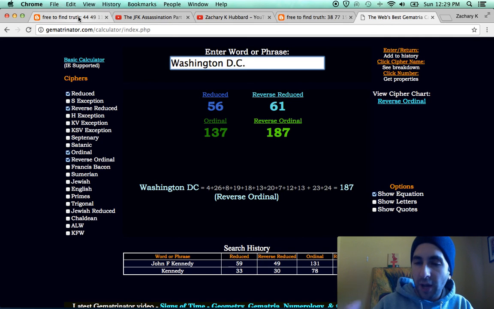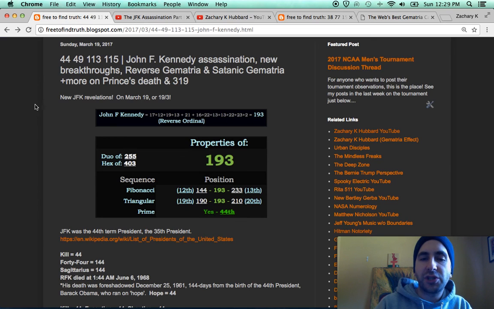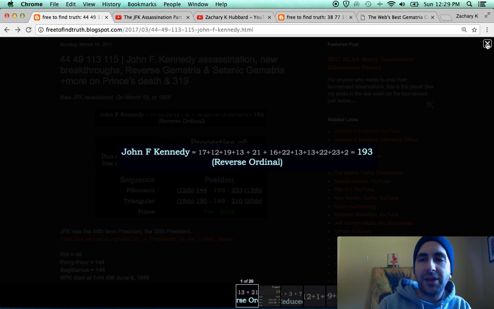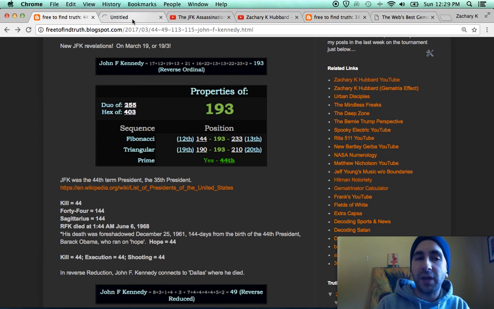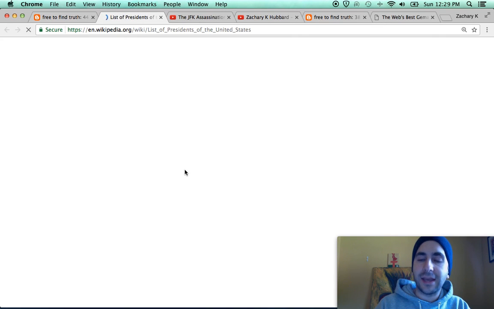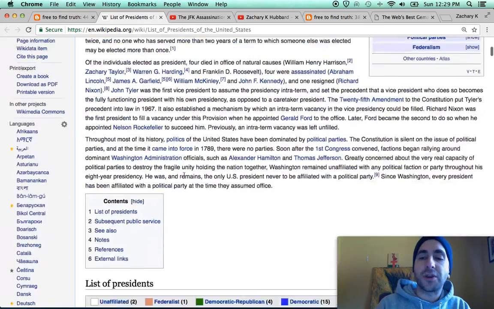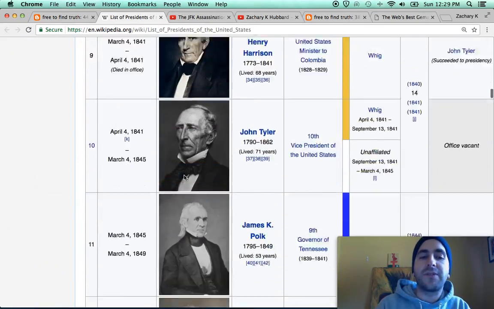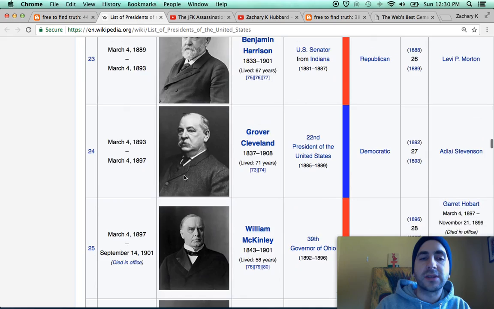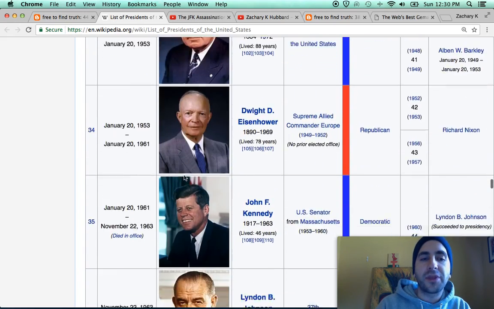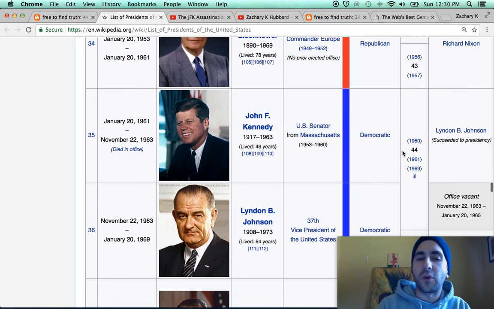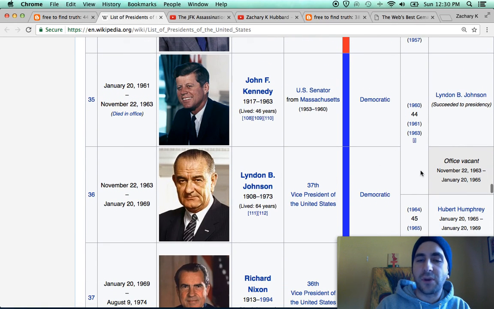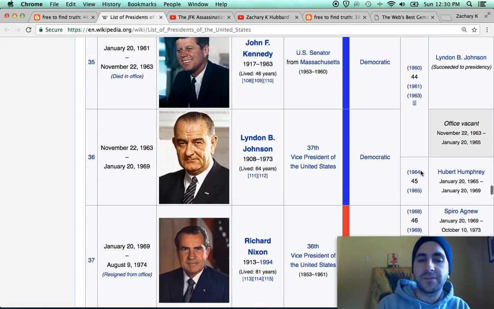So anyhow, we've been doing a lot of work discovering just how relevant this reverse gematria is. Now we find out John F. Kennedy sums to 193, which is the 44th prime number. And as we've been talking about for years, 44 is connected to killing. And JFK was the 35th president, but he was also the 44th term president. So let's go down to JFK, number 35, first Catholic. His presidential term was 44, and Lyndon Johnson finished out the 44th term because of his assassination, you see.